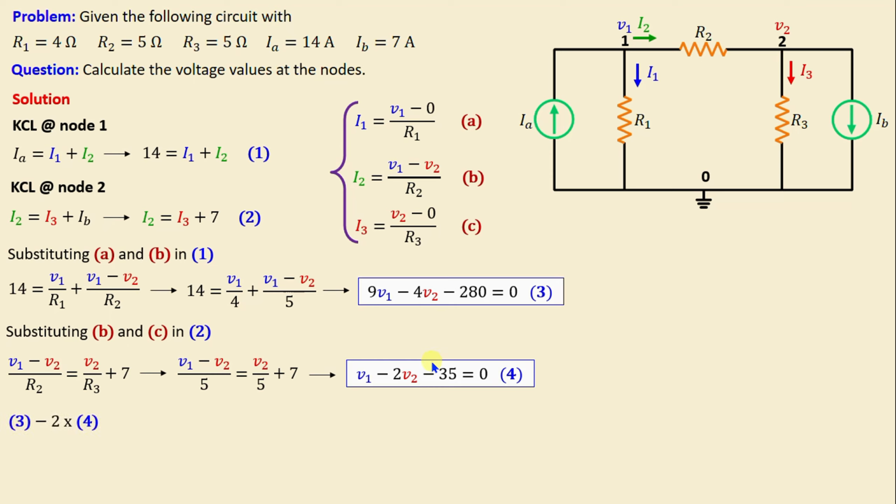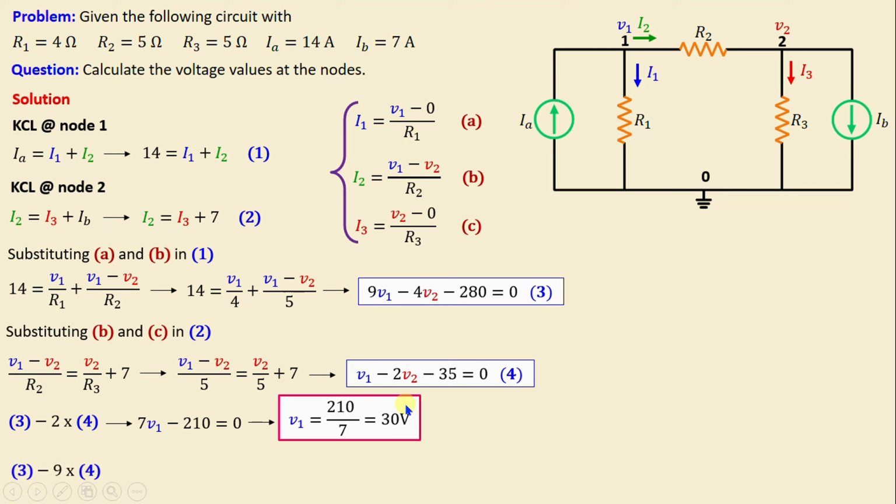By performing equation 3 minus 2 times equation 4, we derive one equation in terms of V1. Finally, we obtain V1 is equal to 210 over 7, which is equal to 30 volts. And now, by performing equation 3 minus 9 times equation 4, we derive one equation in terms of V2. That means finally V2 is equal to negative 35 over 14, which is equal to negative 2.5 volts.